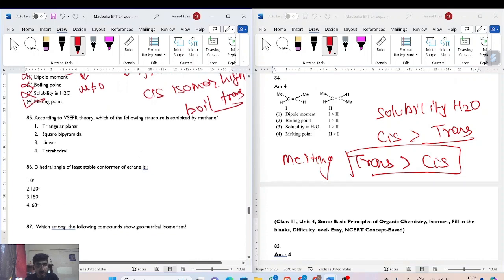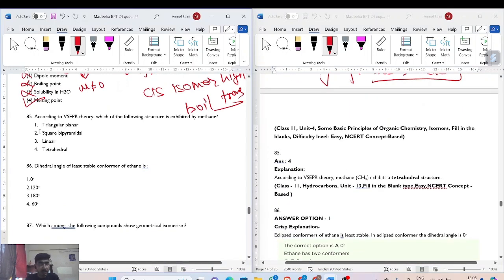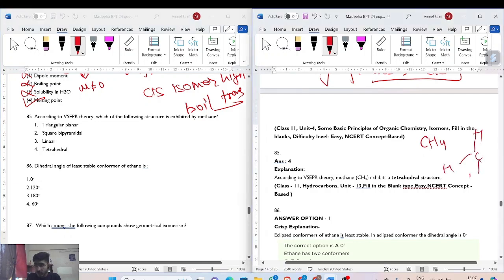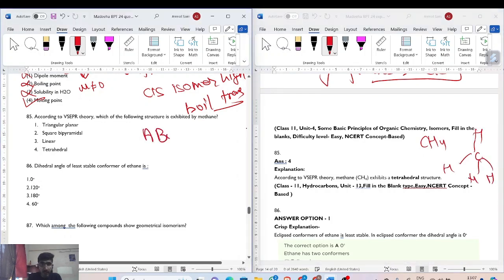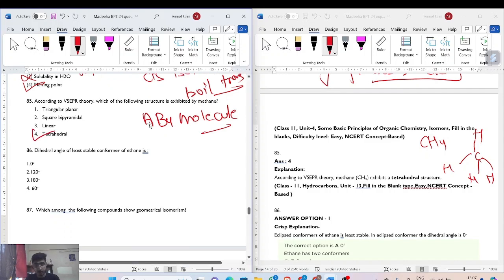Now coming to question number 85. According to VSEPR theory, which of the following structures is exhibited by methane? The chemical formula for methane is CH4, and the structure for it will be this, with H and H. So it will be an AB4 type molecule, and the structure for an AB4 type molecule is tetrahedral. So the correct answer will be option number 4, tetrahedral.